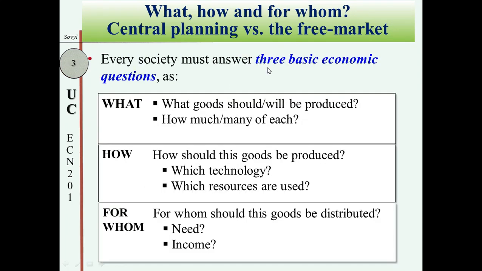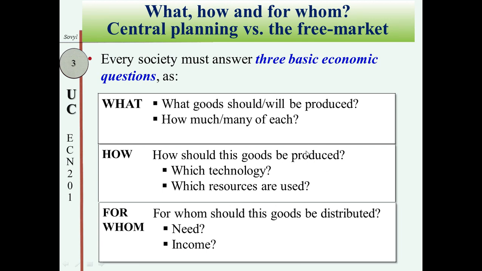So these are the three basic questions that every people in the country, in the society, ask themselves and try to find the answers. Household can ask themselves. Household maybe play as a buyer. What good they should buy? How much should they buy? And how? Maybe this is not produced, but how can they buy?